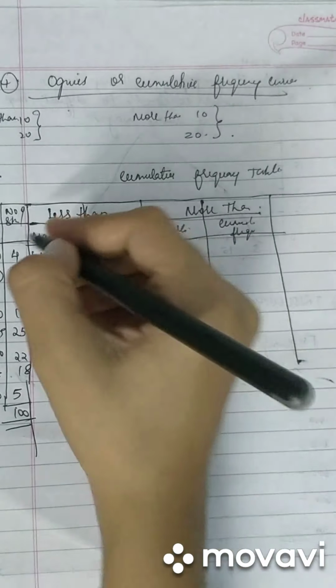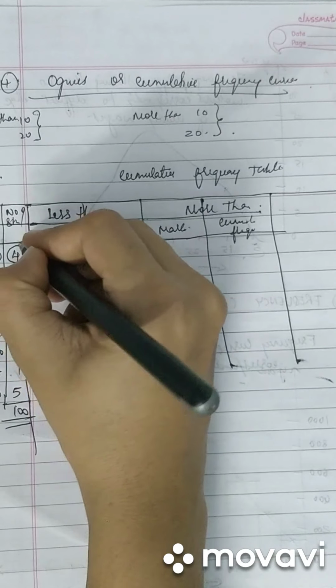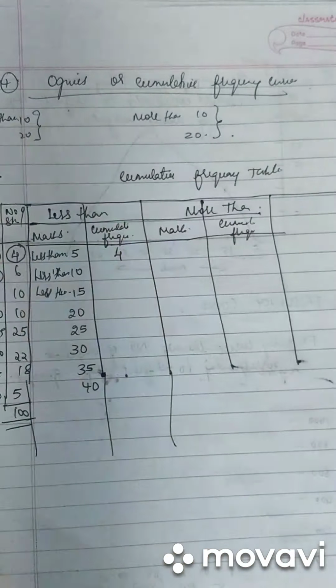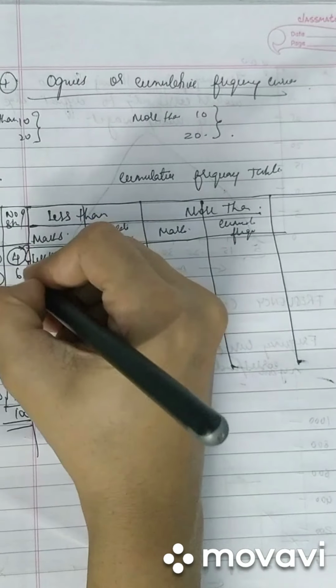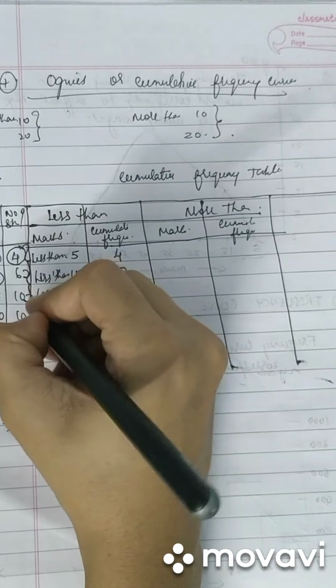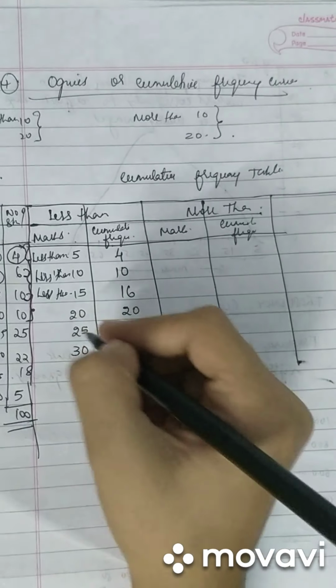Then what will we do in the cumulative frequency? The first frequency which is given in the question will be as it is. Then we would be adding 4 plus 6, 10. Then we have 6 plus 10, 16. 10 plus 10, 20.